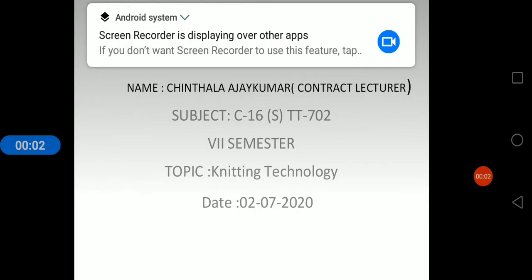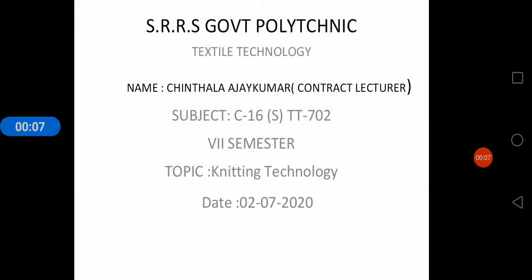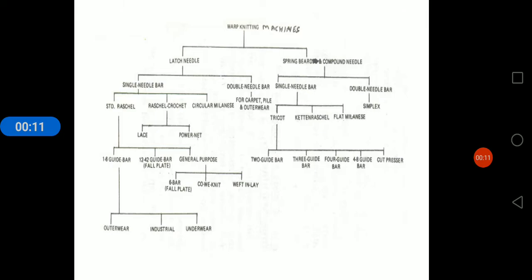The classification of warp knitting machines. Warp knitting machine classifications means: first of all there are needles, machineries, take-up cams and guide bars. First of all we have to classify these. Remembering the classification is very easy.